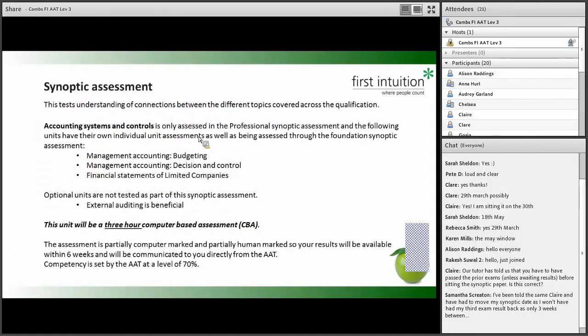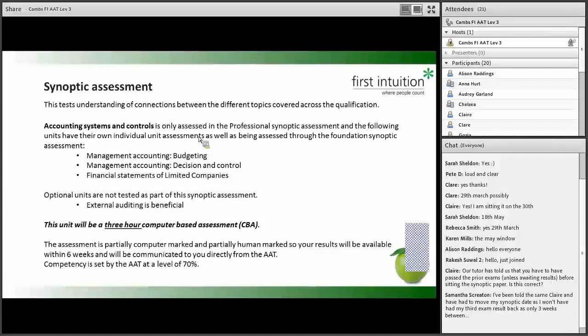What's the Synoptic assessment all about? So the Synoptic assessment tests the understanding of the different topics that are covered across the qualification. And it's testing you on how those individual units integrate together. We've got our financial accounting and we've got our management accounting.